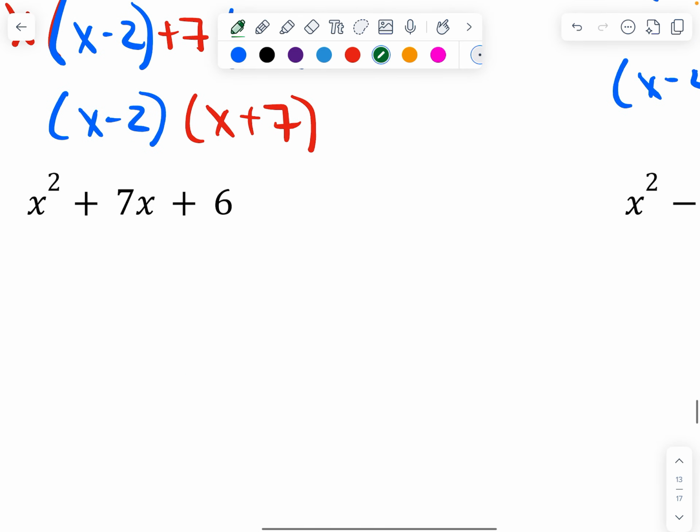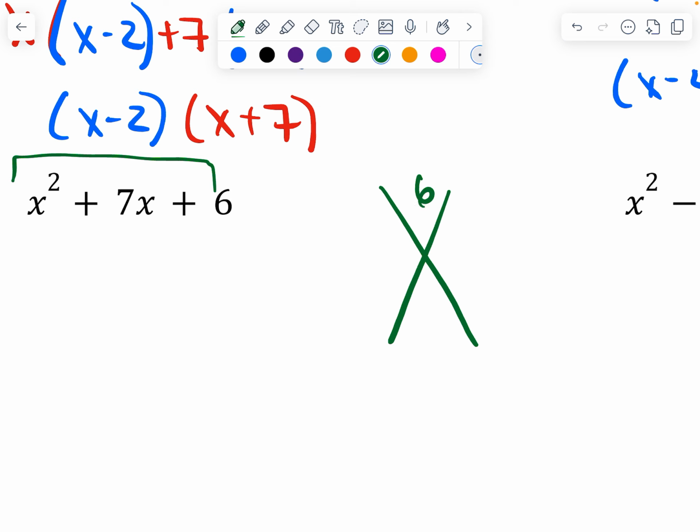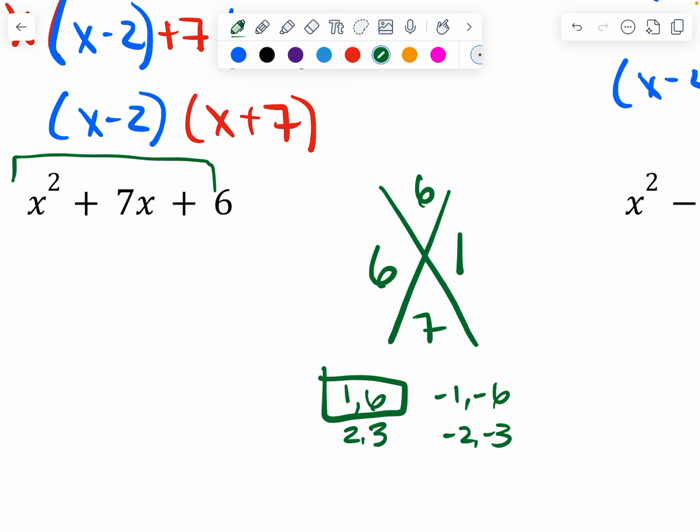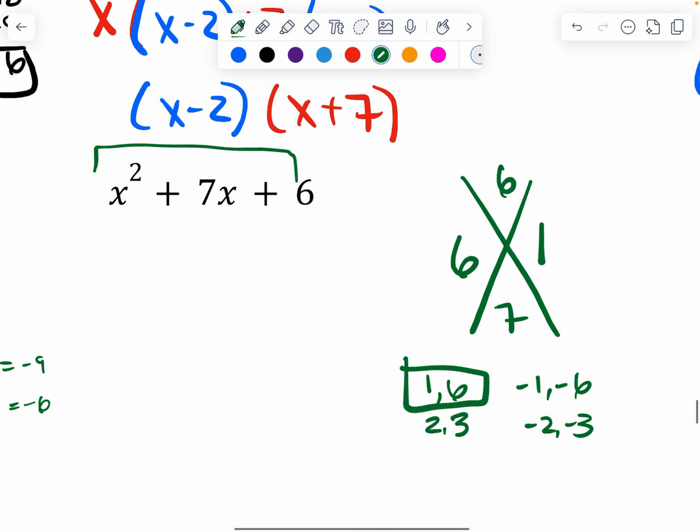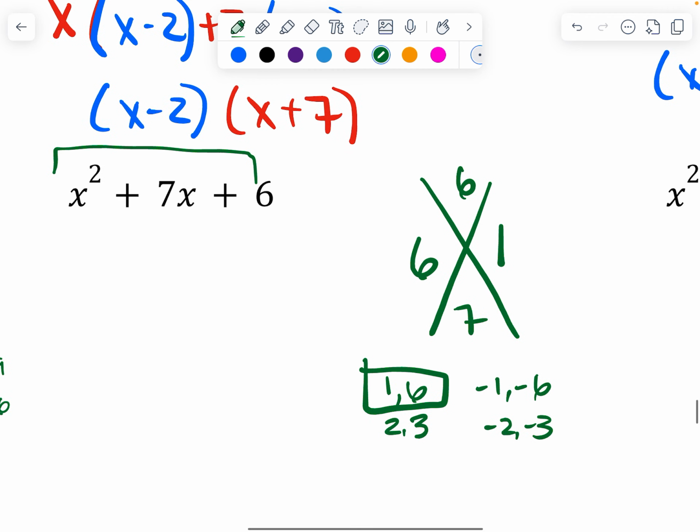Okay, sorry about that. So I take these numbers, I multiply them together, I get 6, 7. So 1 and 6, 2 and 3, negative 1, negative 6, negative 2, negative 3. Now, do you have to write them all out every time? No. If you figure out which one it is first, you don't have to do the whole thing.